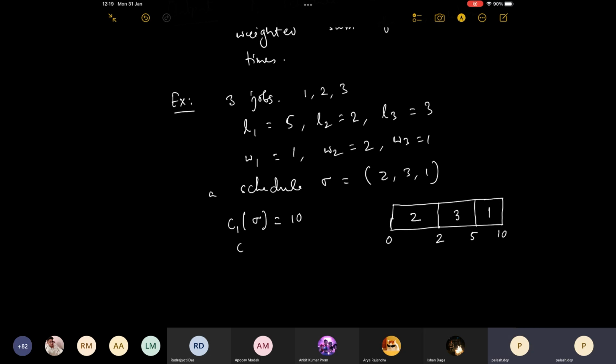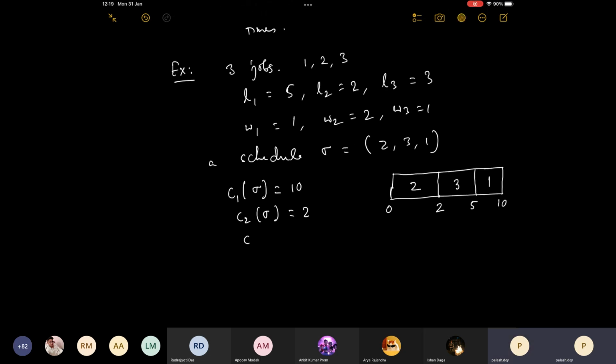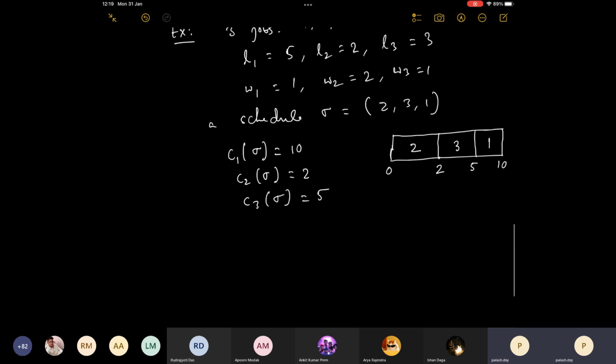What is C2 of sigma? 2. And what is C3 of sigma? C3 of sigma is 5. These are the completion times. What is the weighted sum of completion times? I need to multiply these completion times with corresponding weights. So W1 C1 of sigma plus W2 C2 of sigma plus W3 C3 of sigma.